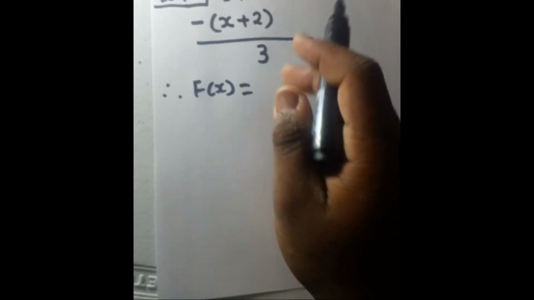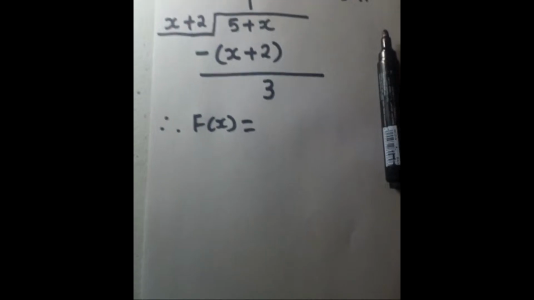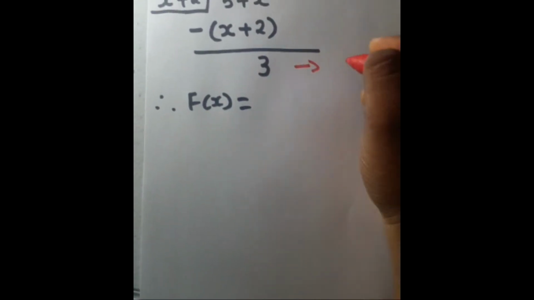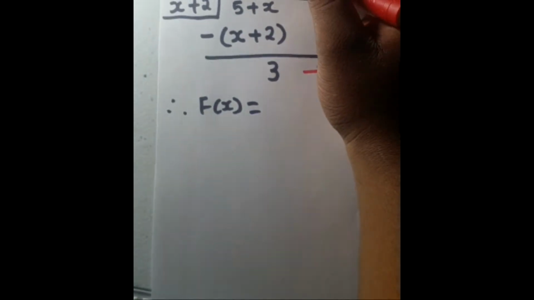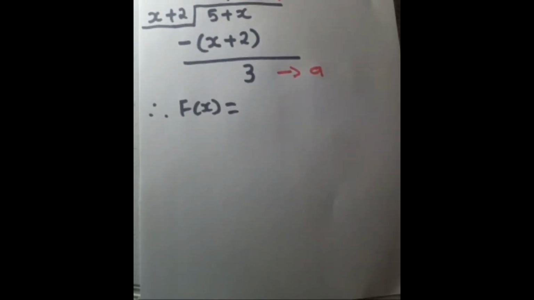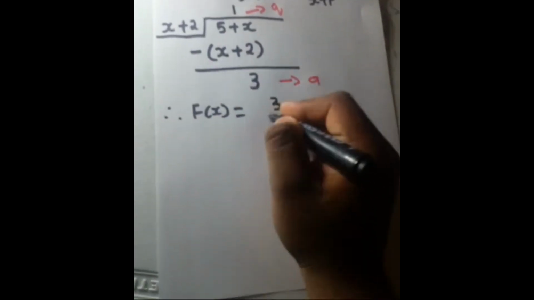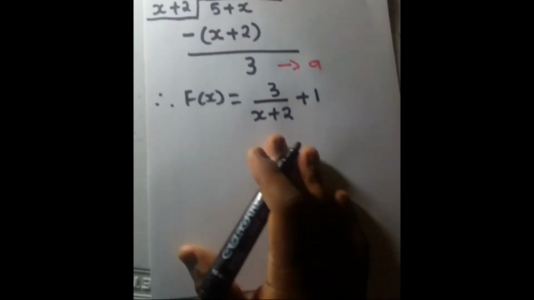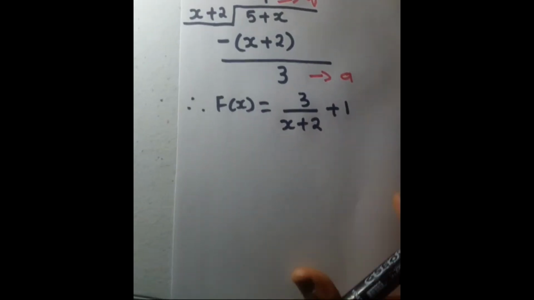Now, that's when you can represent your answer and say f of x equals what? When you have arrived there, you can say that this 3 is the value of a, and this one is the value of q. Is it fine, guys? And then we say f of x equals 3 over x plus 2, then plus 1. A over x plus p plus q. Then that's when you can start answering.